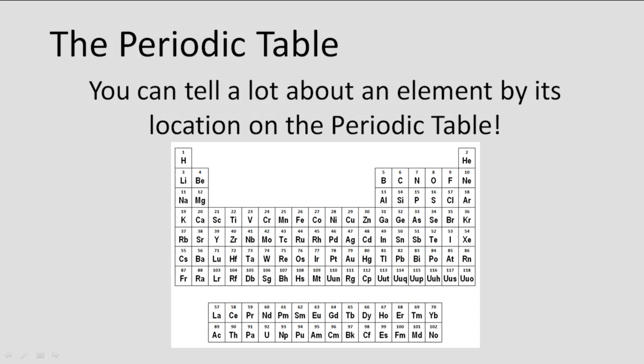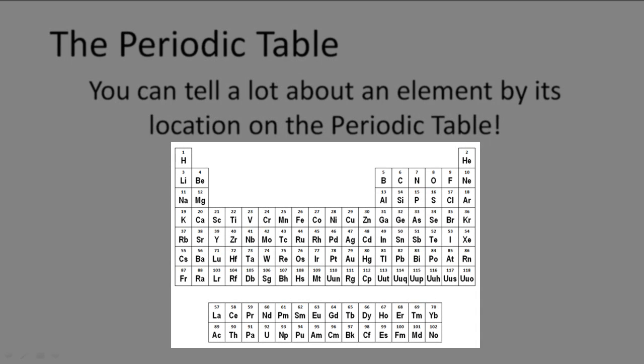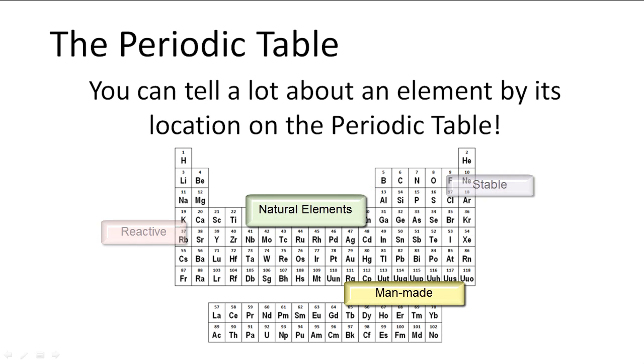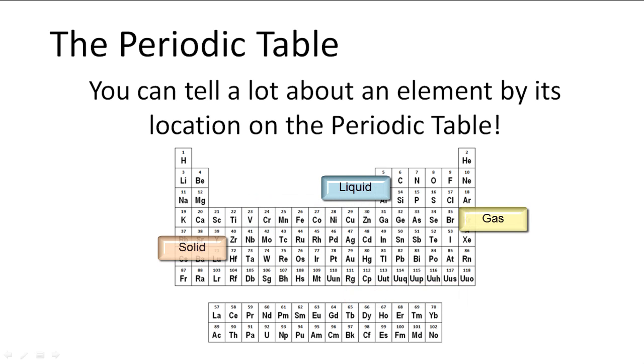Periodic table. You can tell a lot about an element by its location on the periodic table. The periodic table is an extraordinarily useful tool for chemists. Just by looking at the location of the elements, a person familiar with the organization of the periodic table can not only tell the properties of that element, but also predict how it will react with other elements. So let's become familiar with the periodic table.